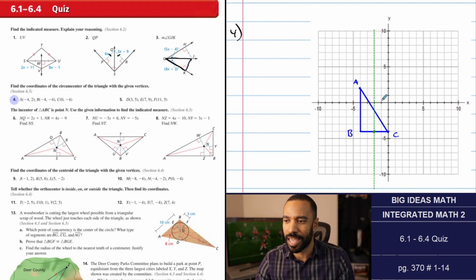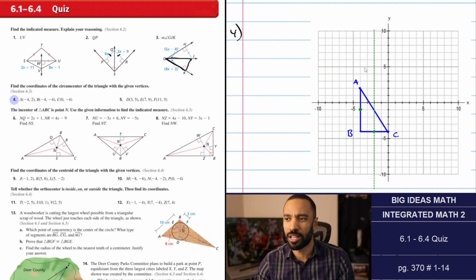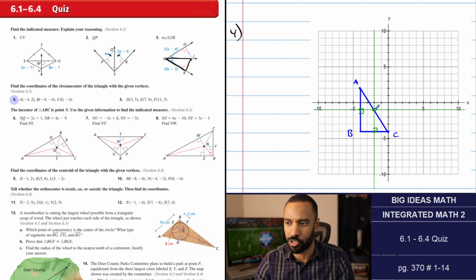For between -4, 2 and -4, -4, the midpoint is -4, -1. You can tell I'm not doing a lot of math to show that. Part of it's visual, part of it's kind of counting half those distances right there. And a horizontal line draws that one perpendicularly as well. Now, where do these intersect? These intersect right here at the point -2, -1. This here is your circumcenter.